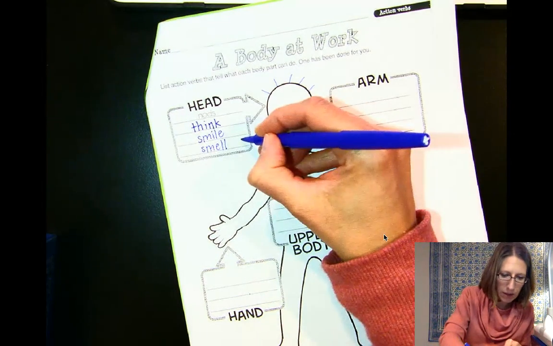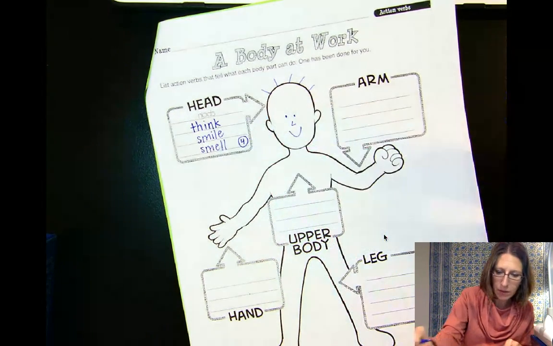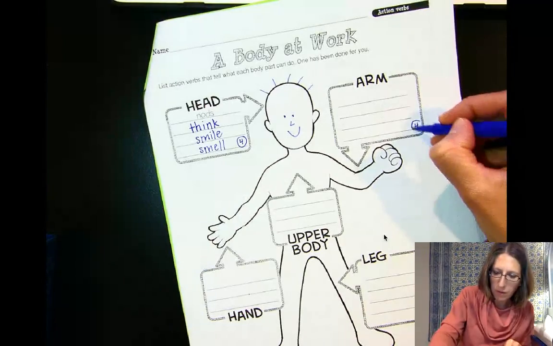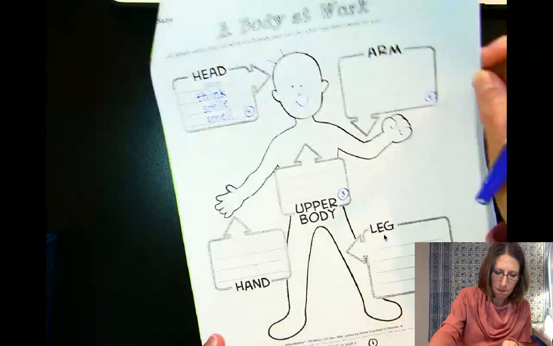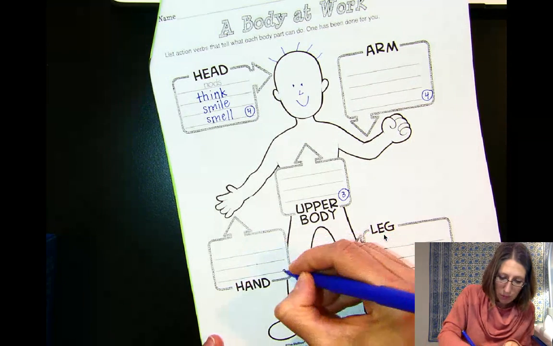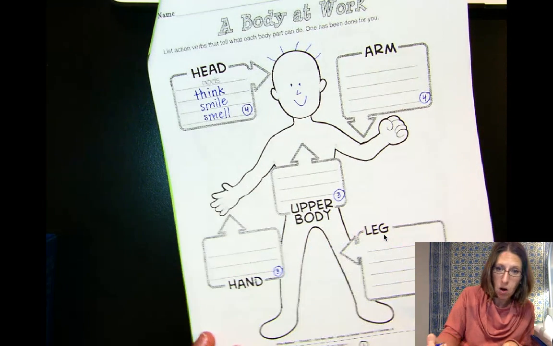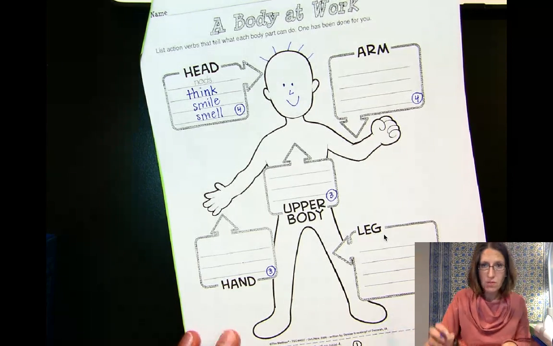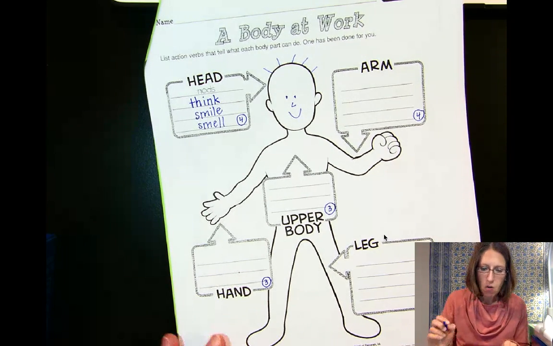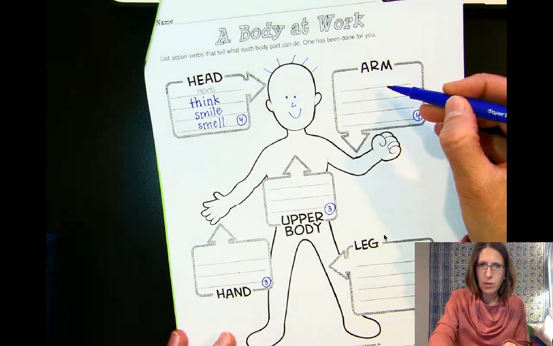So here, we're going to have 4 verbs. Here, we're going to have 4 verbs. Here, we only have 3. And I suppose if you wanted to write small and see if you could do a few more, you definitely could do that. You can always do more. All right, so let's do one example for your arm.